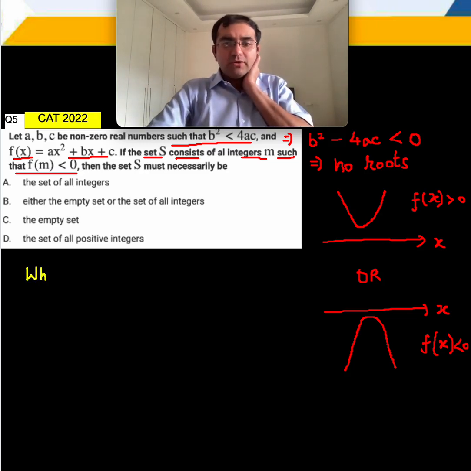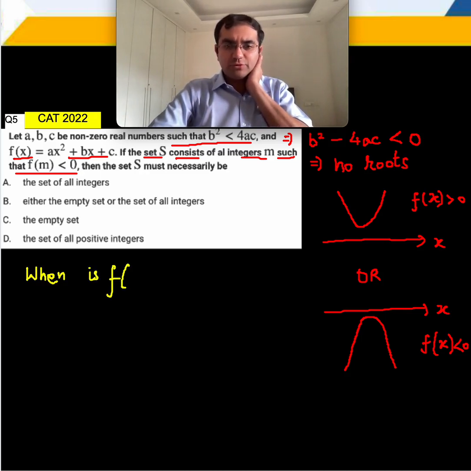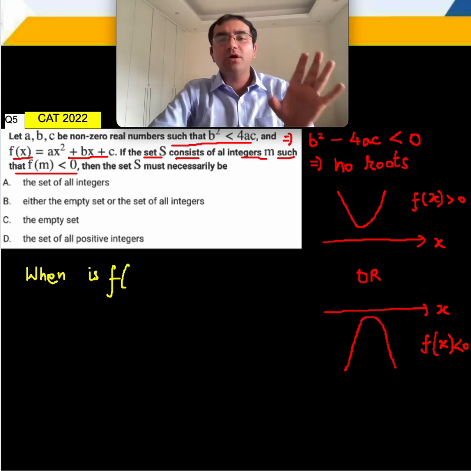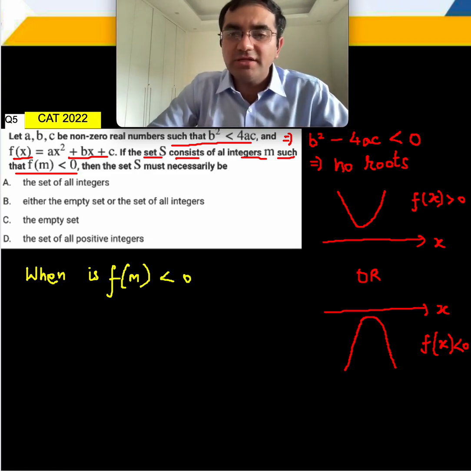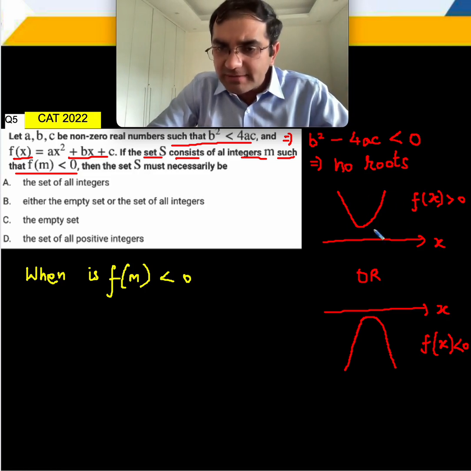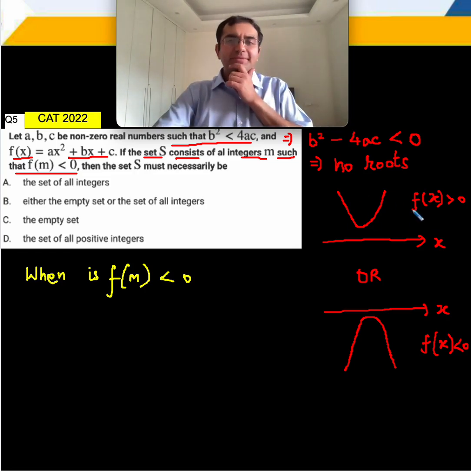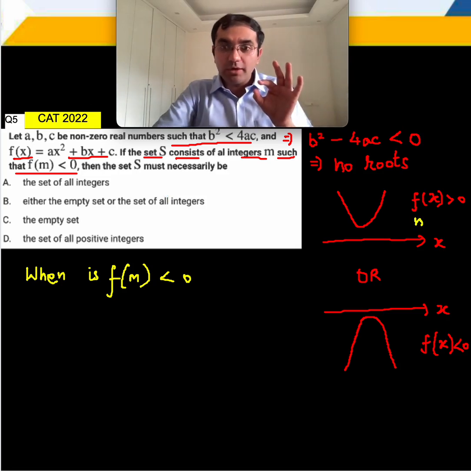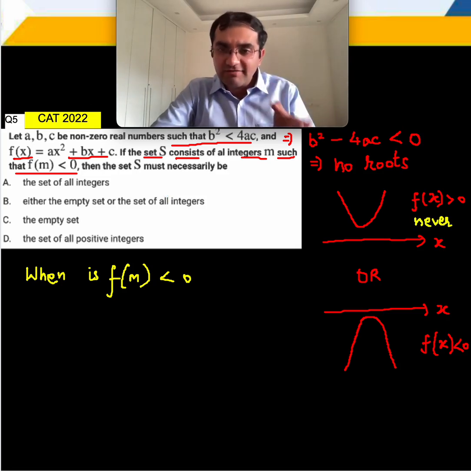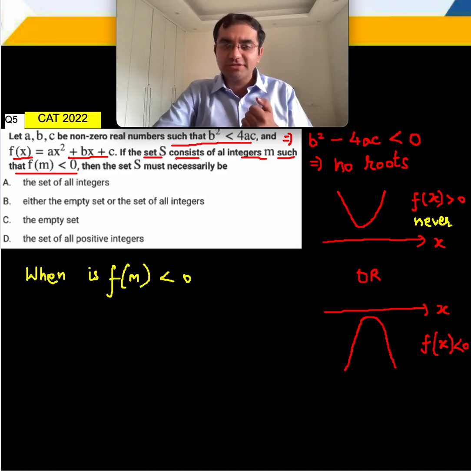So when is the function f of m 0? Question is asking for what values is f of m less than 0. Look at the first case. First case में आपका function less than 0 कब है? When is f of m less than 0? कभी नहीं, never. It is never less than 0 because it is always positive.